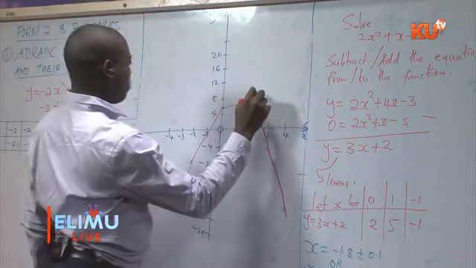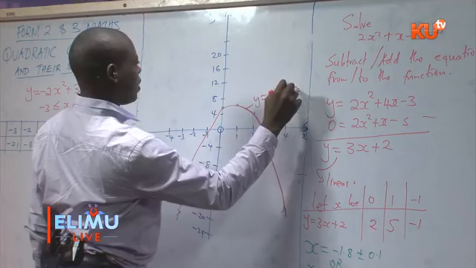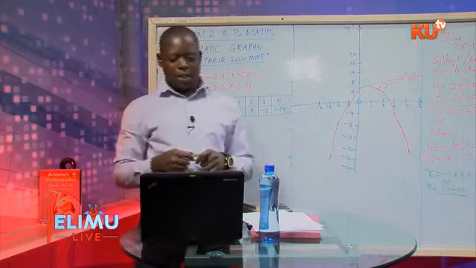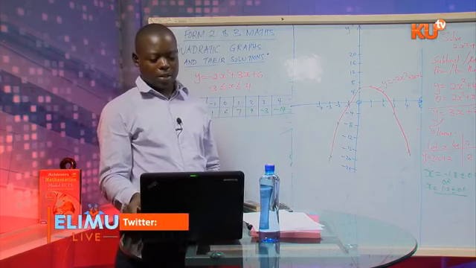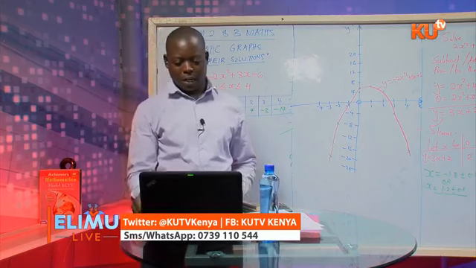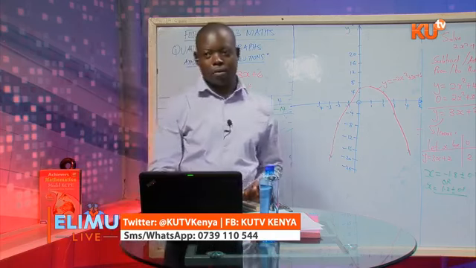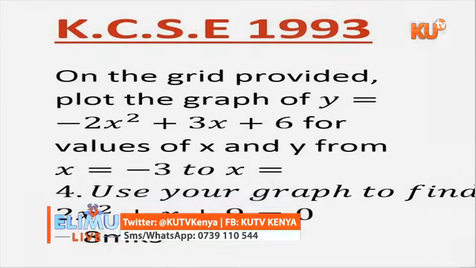Y is equal to -2x squared plus 3x plus 6. So once we have that as the curve, now we need to see if there's any question. Do you have any question?